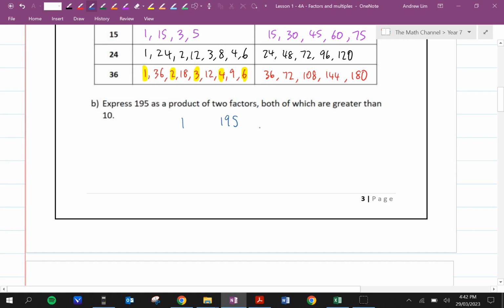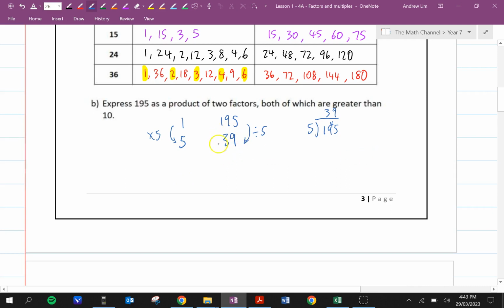Well, I can say it's divisible by 5 because the last number is 5. So if I divide that by 5, then what I need to do to the left-hand side is actually times it by 5. So 1 times 5 is 5. And 195 divided by 5 is 39. So that means 5 times 39 will also give me 195. But we can still see that 5 is not bigger than 10.